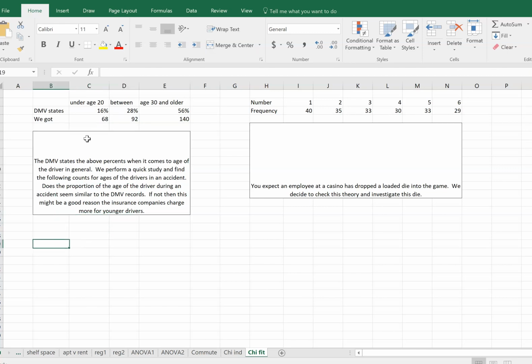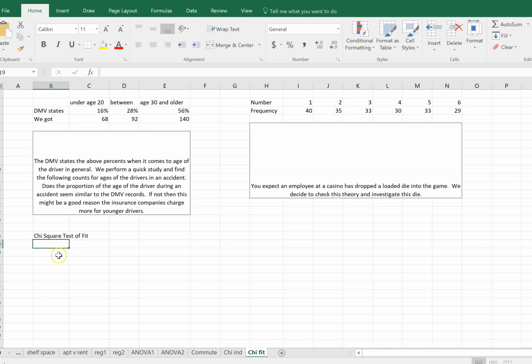So how do we test this? Well, this is called a chi-square test of fit. And so how does one run a chi-square test of fit?